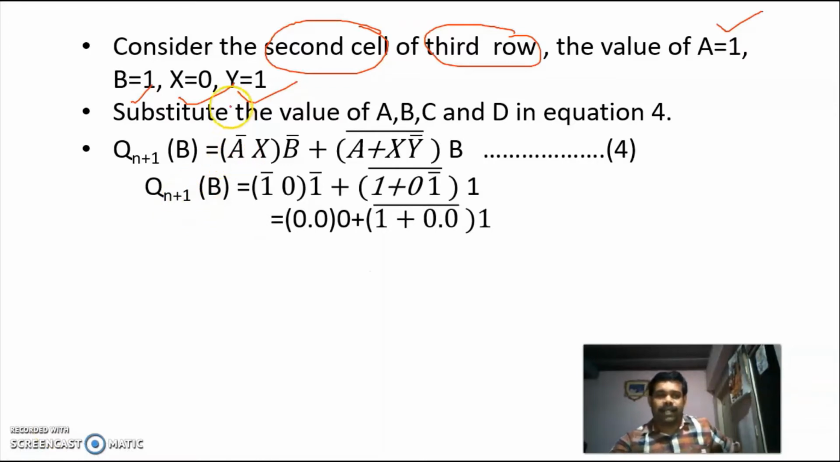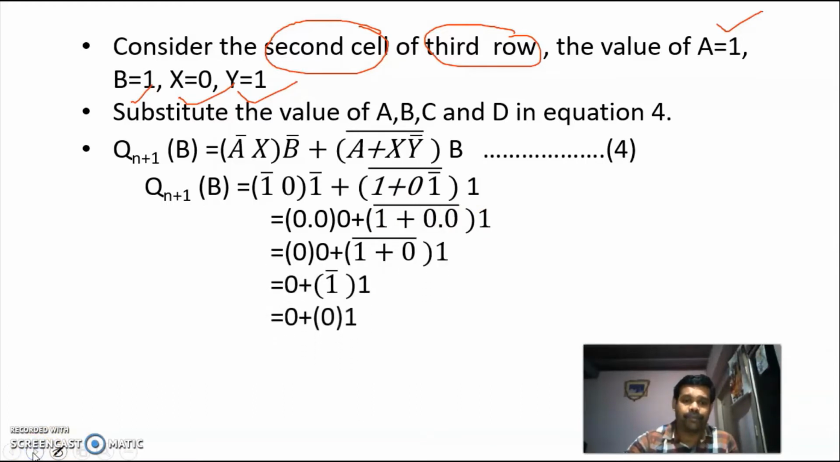Here the value of A is 1, so 1 bar. X is 0, so 0. B is 1, so 1 bar. Here the value of A is 1, so 1. Then the value of X is 0. The value of Y is 1, so 1 bar. Then the whole bar, so 1 bar is 0. So 0 into 0. Again 1 bar is 0. 0 into 0 is 0. 0 into 0 is 0. Here 1 plus 0 is 1. 1 bar is 0. 0 into 1 is 0. So you'll be getting 0. That is the second cell of the third row.